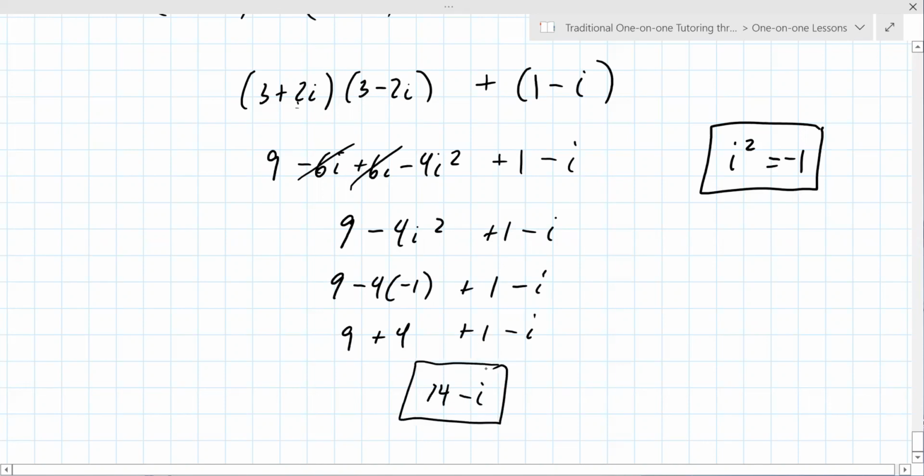Now, some calculators have the capability of just doing this. I have no idea. I wouldn't count on that. Yeah, no, I don't think mine can do that.